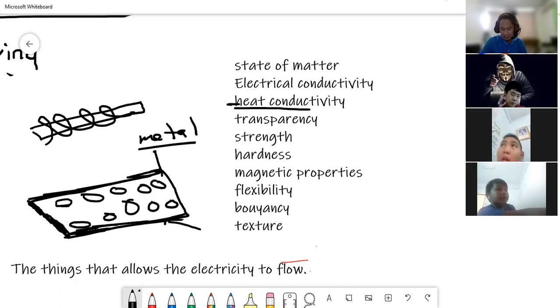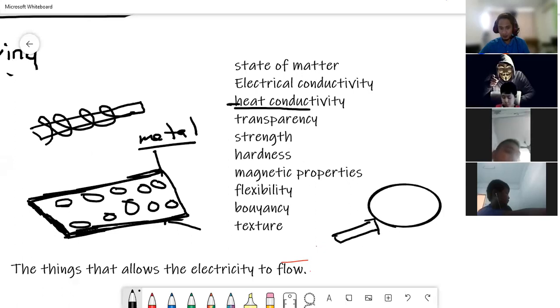Understand? So this is on page 49. Look at page 49. Heat conductivity is the property that measures how well an object conducts heat. Some materials conduct heat very quickly. These materials are described as good conductors of heat. Materials that conduct heat poorly are described as insulators of heat. So, what is the example in the book? This one.